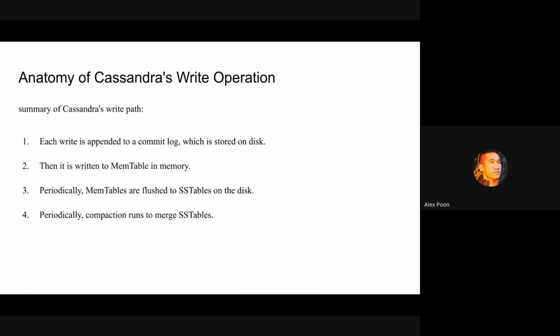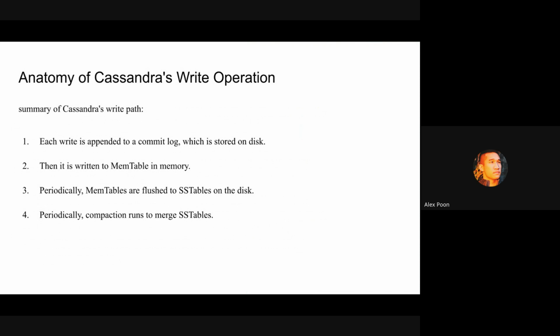Cassandra stores data both in memory and on disk to provide high performance and durability. Every write includes a timestamp. The write path involves a lot of components. Here's a summary of its write path.